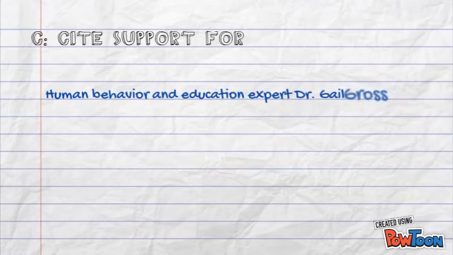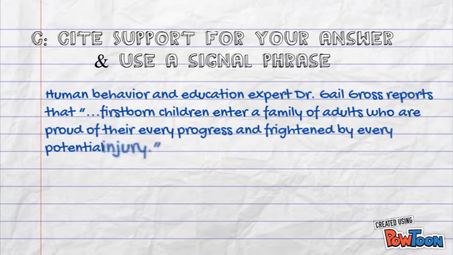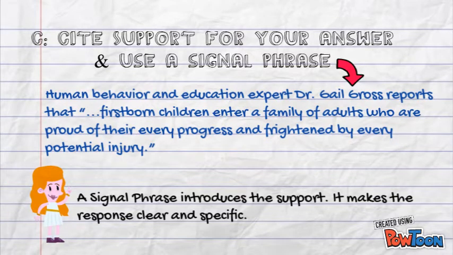Next, we want to cite support for our answer and use a signal phrase in order to properly introduce the quote or paraphrase. This comes from an article on birth order. But what you want to make sure that you do is choose a quote that definitely supports what you're saying in your answer.